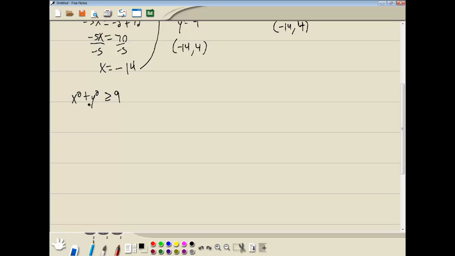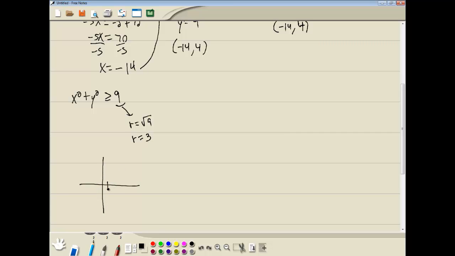Whenever you have x squared plus y squared, that's always a circle with the center at the origin. And your radius is given by this number. You take the square root of whatever that number is, so r is equal to the square root of 9, or r is equal to 3.